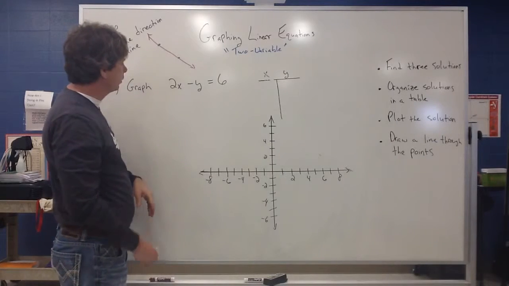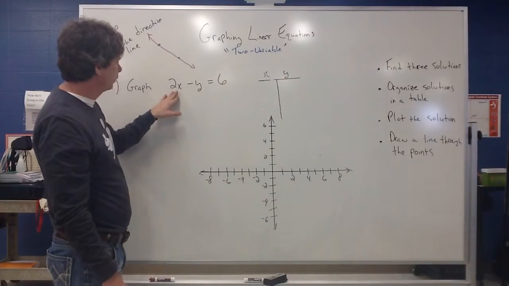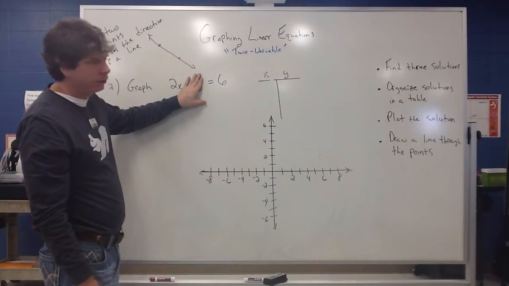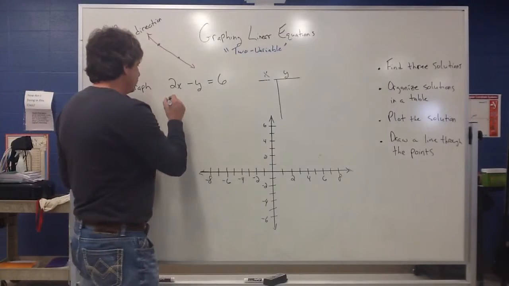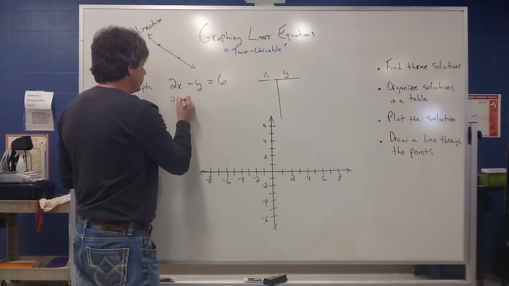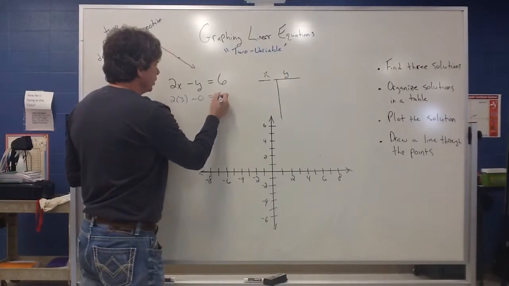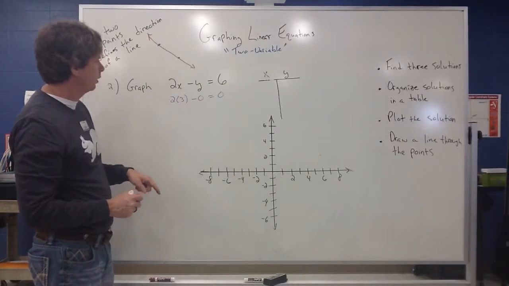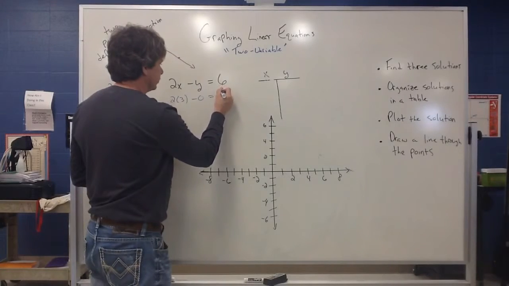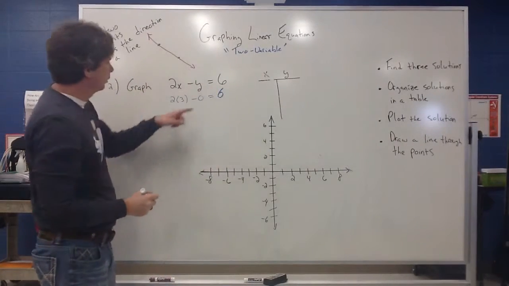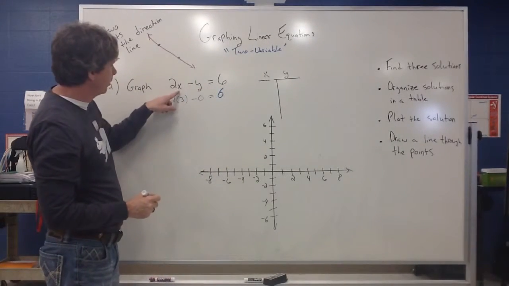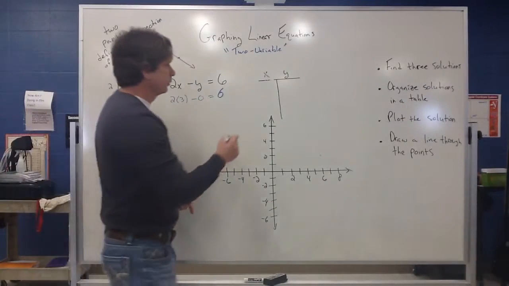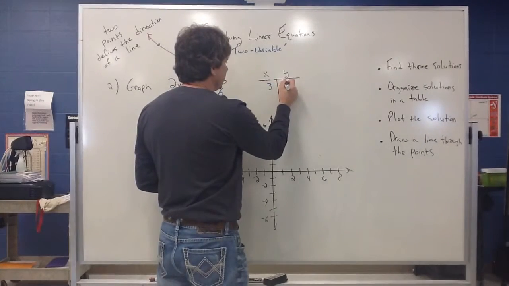For me, the first thing I would do is looking at this, I like this 2x. If I could make this disappear, I could probably see 2 times 3 is 6. So what I'm picking up on then is, if I say 2 times 3 minus 0, that should give me 6. Because 2 times 3 is 6, 6 minus 0 is actually 6. So if I pick x to be 3 and y to be 0, that's going to make this a true statement. So I'm going to put that in my little t-chart. So 3, 0 would be an answer.